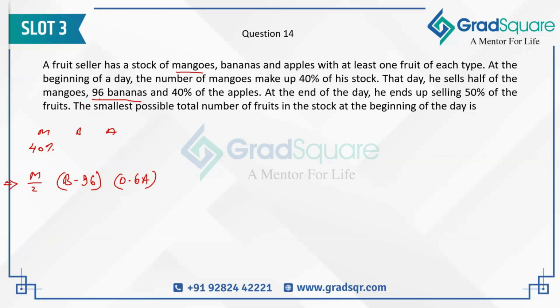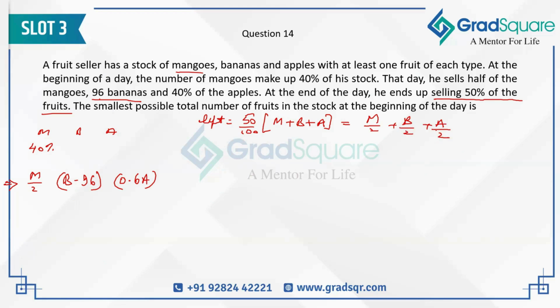At the end of the day, he ends up selling 50% of the fruits. What was the total number of fruits? M plus B plus A. Now he has sold 50% of all the fruits put together. So basically, what is the leftover quantity? 50% is sold, so 50% of M plus B plus A is left over, which is effectively M by 2 plus B by 2 plus A by 2 as the total quantity left over.